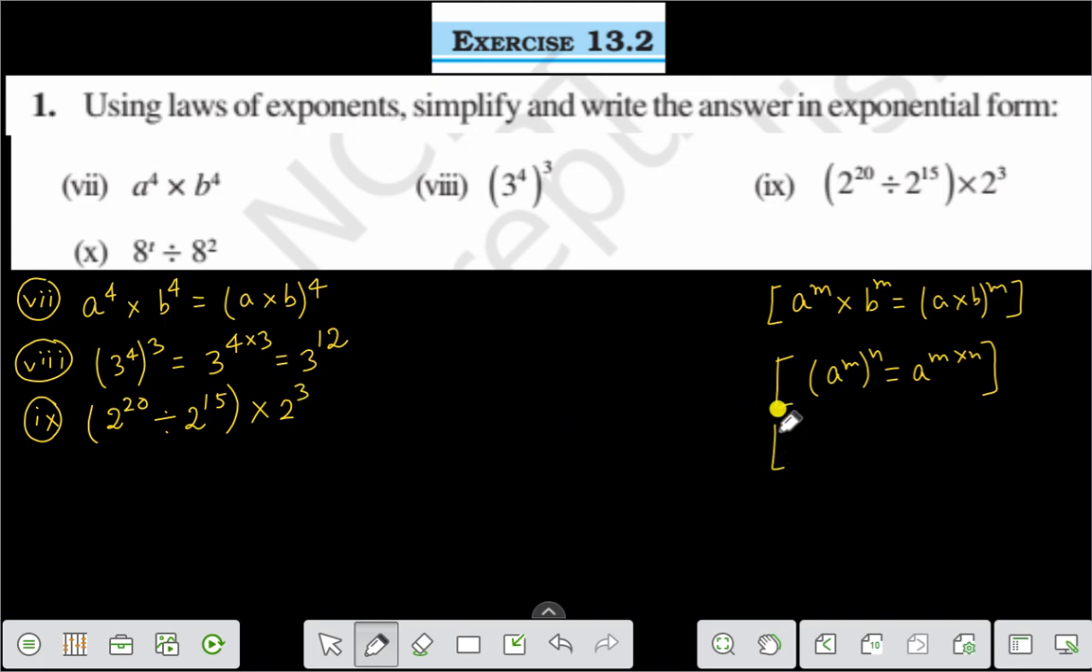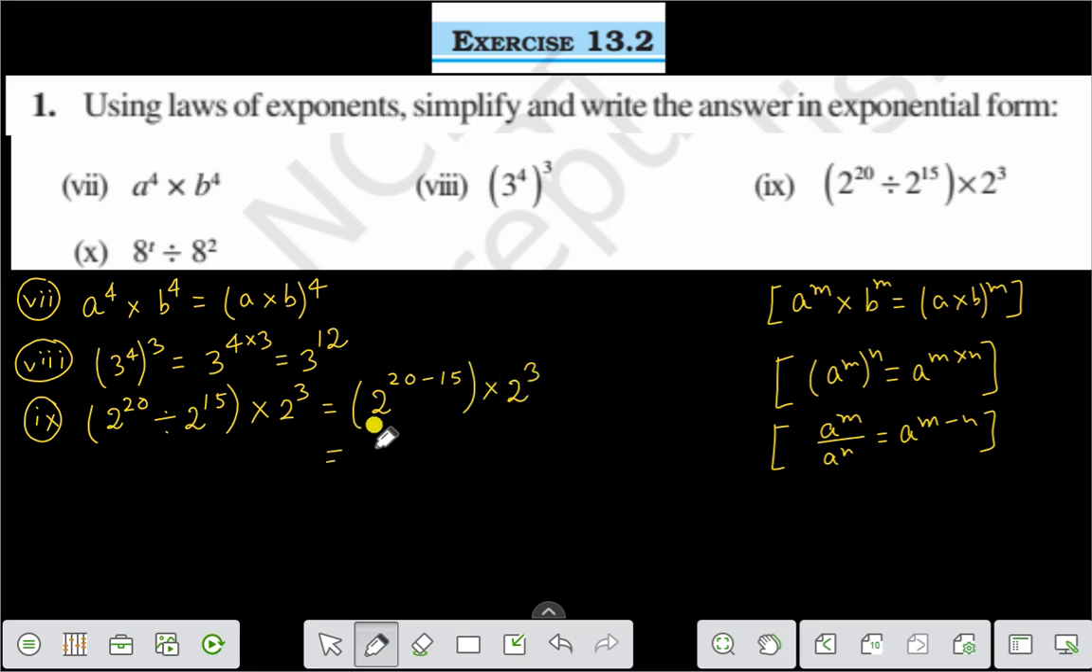We'll use this formula: a to the power m divided by a to the power n is equal to a to the power m minus n. We'll apply this formula, right? Here we can write 2 to the power 20 divided by 2 to the power 15. That means the exponents will be subtracted. It is division, therefore it will be 2 to the power 20 minus 15, into 2 to the power 3.